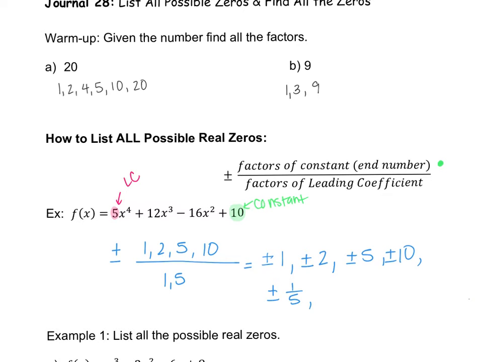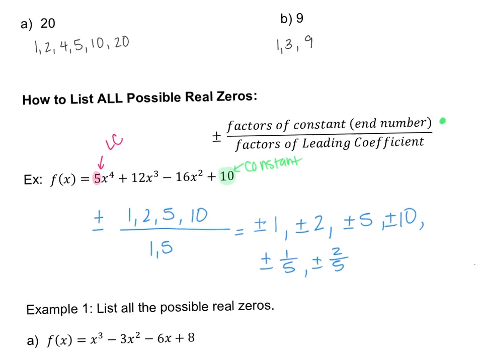So I'm going to write it as a fraction, and it's okay to have a fraction. 2 divided by 5 is going to be 2/5. But notice I'm putting the plus and minus in front. 5 divided by 5 is a 1, but I already have a 1, so I don't need it. 10 divided by 5 is a 2, and I already have a 2, so I don't need it. So these are all my possible list.